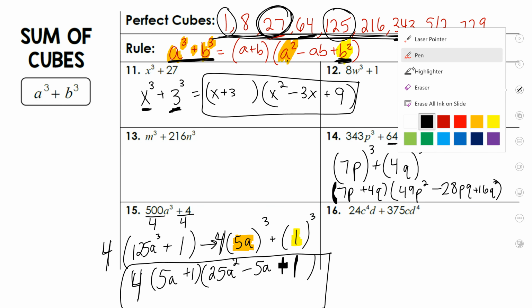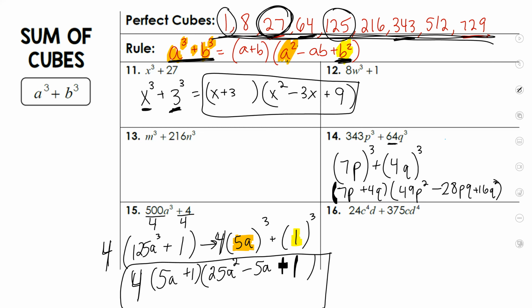Now, before we get started, notice this number 375 is not on our list here. 24 is not on our perfect cubes list. That means we're going to have to divide, okay? So let's go ahead and divide. Let's try to divide these by 3, because 24 divided by 3 will give me this 8 right here. Y'all see what I'm talking about?